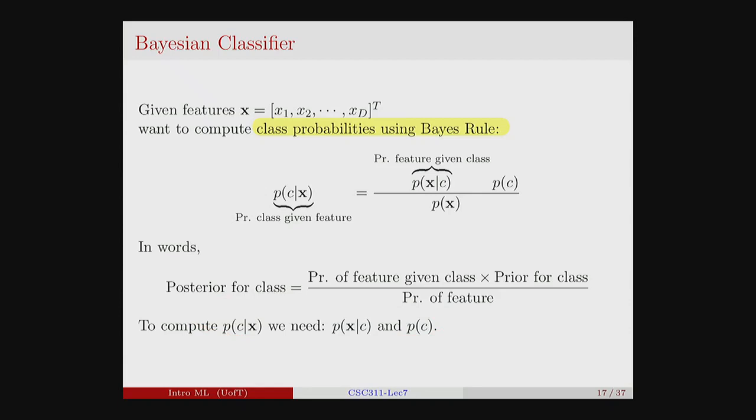Any questions about this? So I haven't told you how to actually solve this problem. I've just told you that if I had access to these numbers, I could use Bayes' rule to solve this problem. So what we're going to do next is think about where these numbers actually come from.